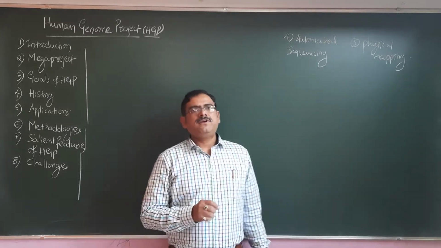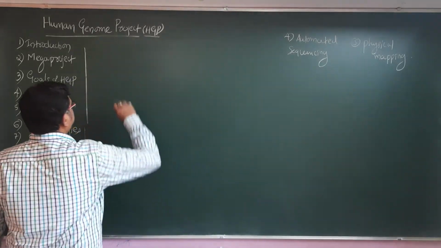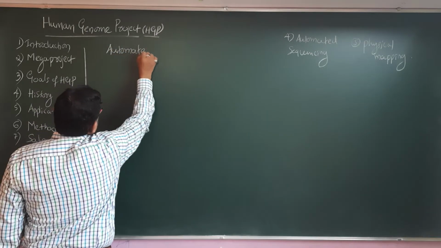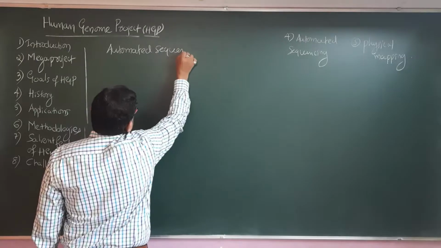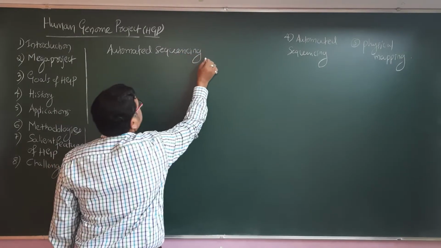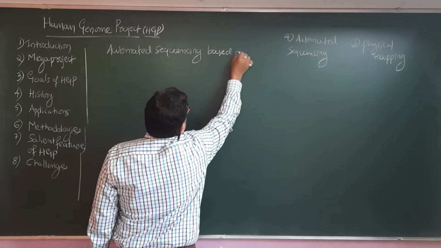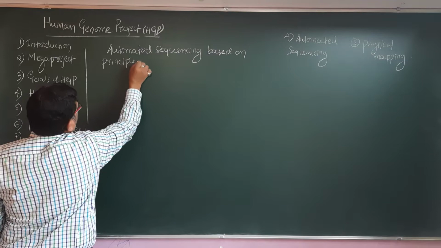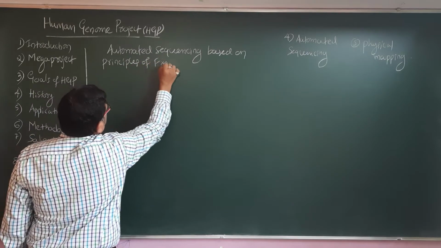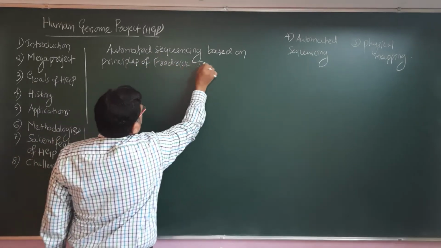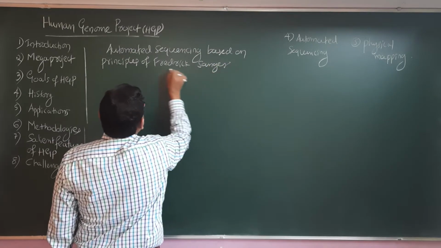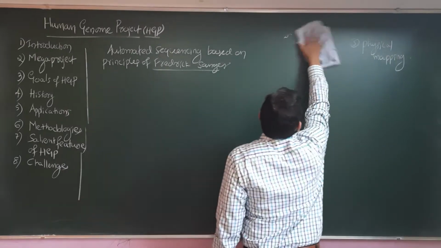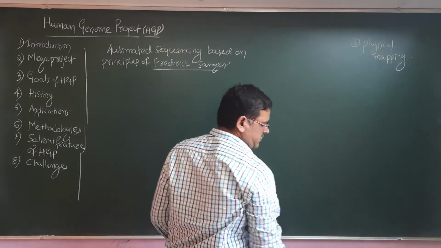What are those? We call it automated sequencing, based on the principles of Frederick Sanger. So Sanger's method has been very extensively used in sequencing. How does it actually work?